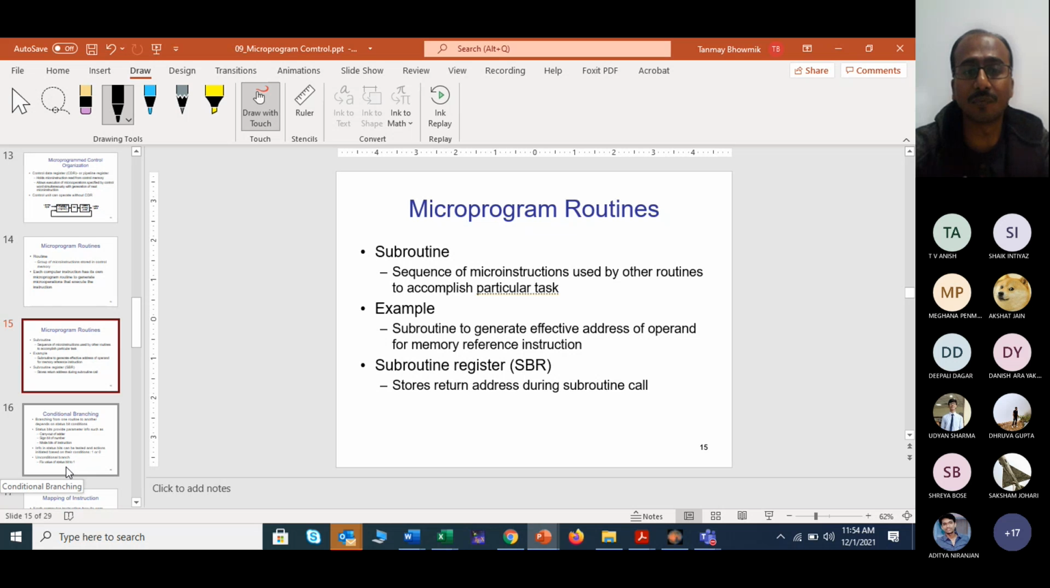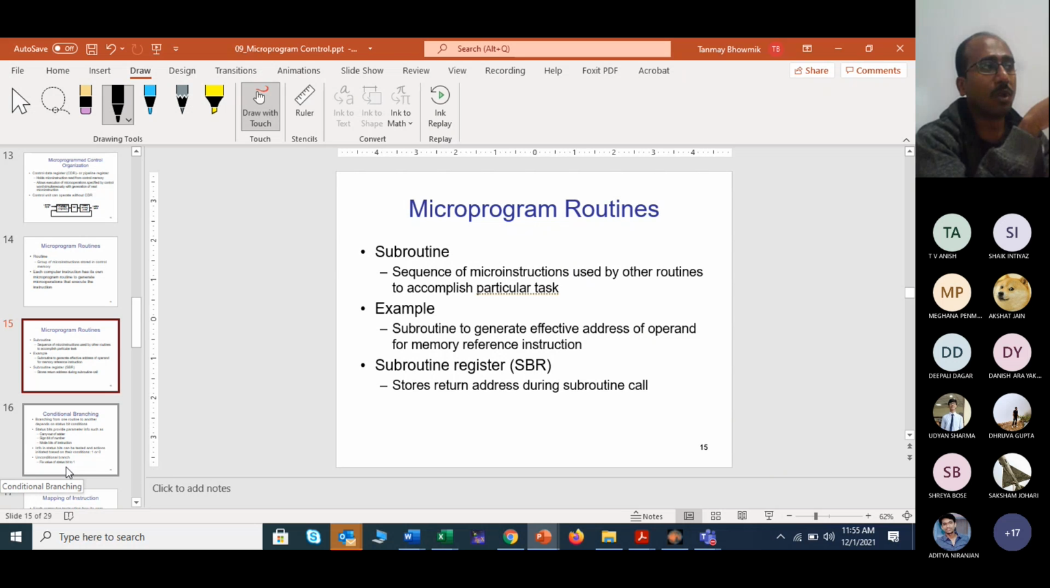There may be different kinds of things, just like a subroutine. I took this term: a sequence of micro instructions used by other routines to accomplish a particular task. So just read it, a sequence of micro instructions, right? In a routine also you use this term, sequence of micro instructions, but here it is used by other routines. So you are executing one group of statements or one set of instructions, and there you write J followed by some identifier name or block name, like jump followed by some block name.